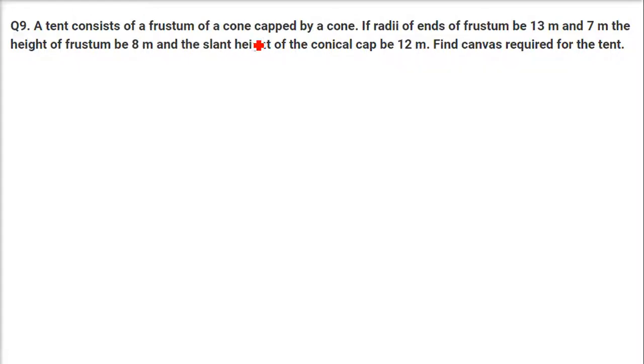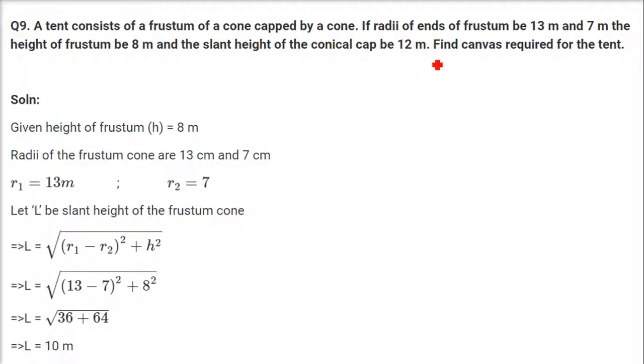Of a frustum of a cone capped by a cone. So we have a proper cone here. Like this, up till here we have a frustum, then we have this cone. If the radii of the ends of the frustum are 13 and 7, so this will be 7, and this will be 13.